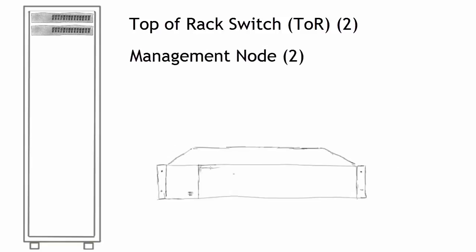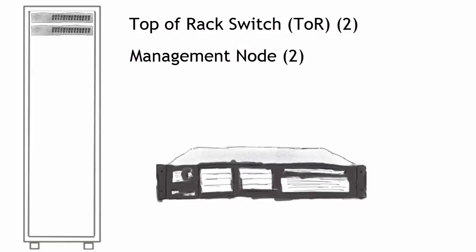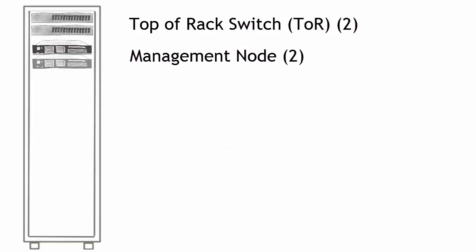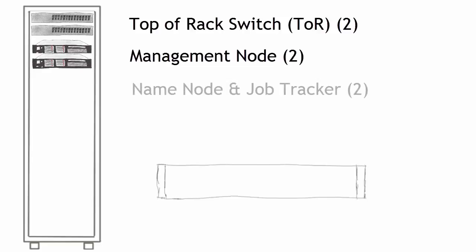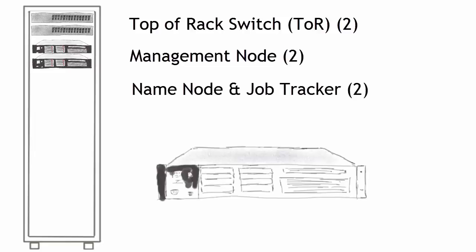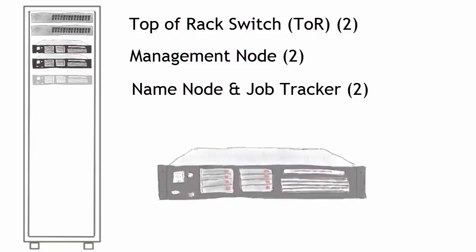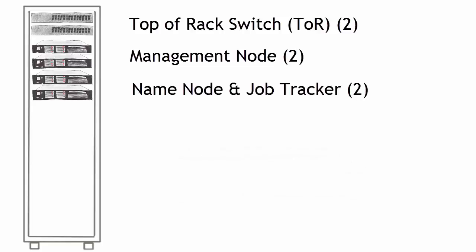The second thing is we want to add management nodes. Now you can do it with one, but I strongly suggest that this again be a redundant environment. Everything should be redundant, as well as your name node and job tracker nodes, which we're building out here, redundant. These are all part of the Hadoop ecosystem to make Hadoop run.